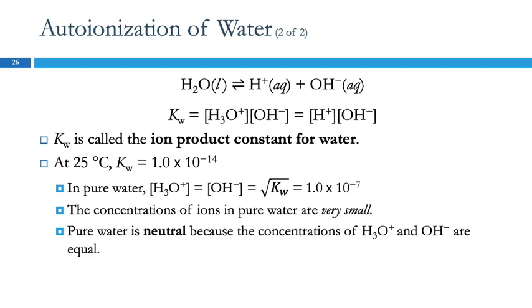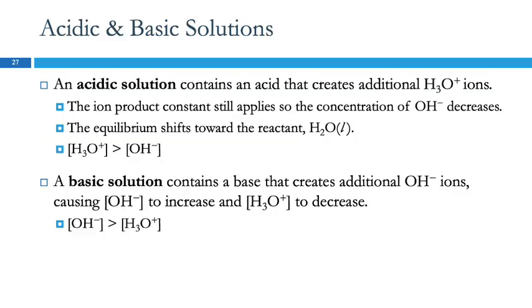Pure water is not an acid or a base. It's not acidic or basic, I guess I should say. It's considered neutral because the concentrations of H3O plus and OH minus are equal to each other. Any questions? So in a neutral solution, the concentrations of H3O plus and OH minus are equal to each other. In an acidic solution, we're going to have more hydronium ion than hydroxide ion.